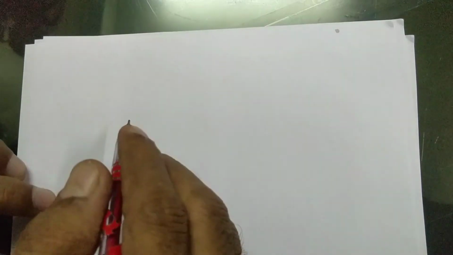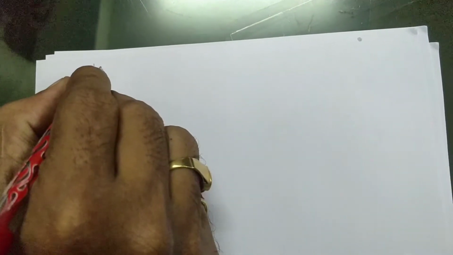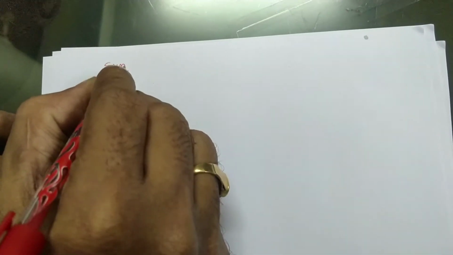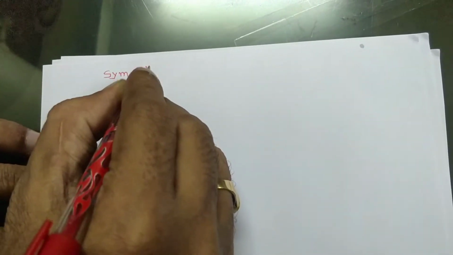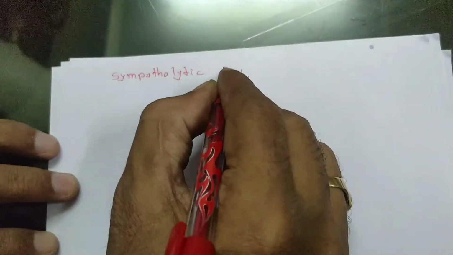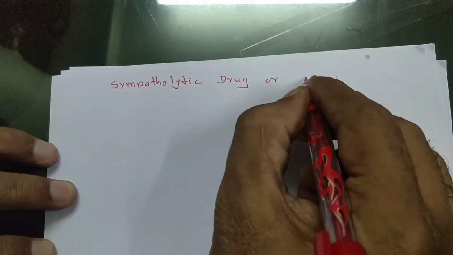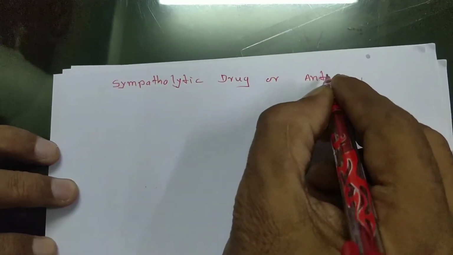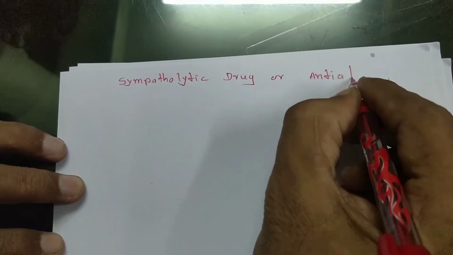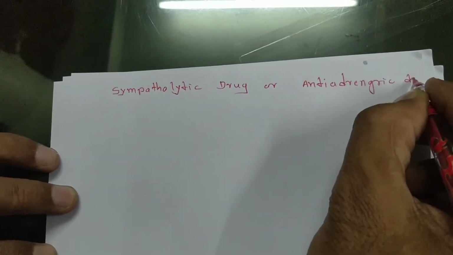Today we discuss the next chapter, sympatholytic drugs. Sympatholytic drug is also called anti-adrenergic drug.